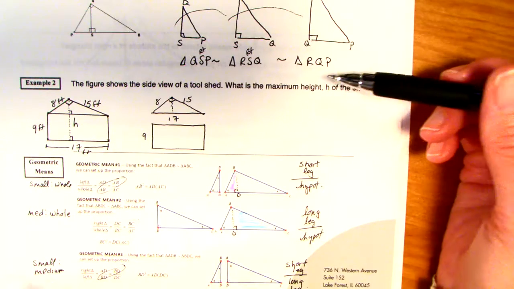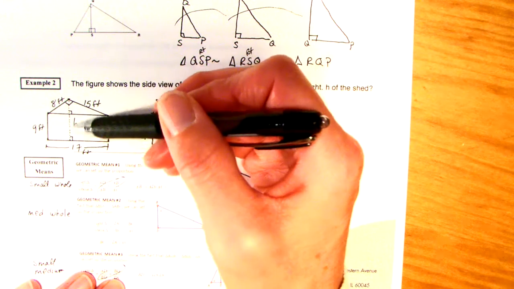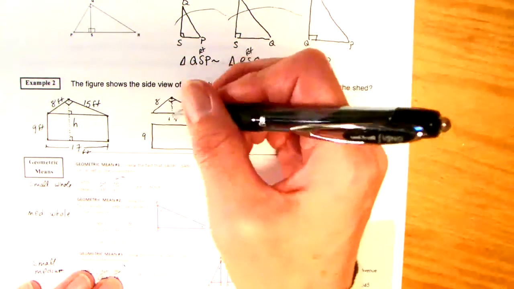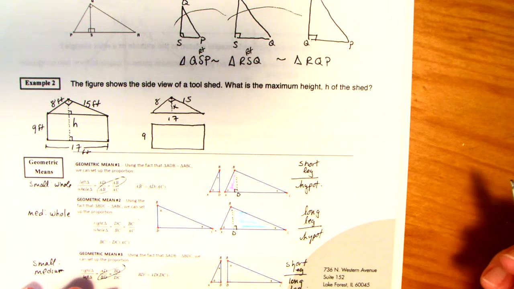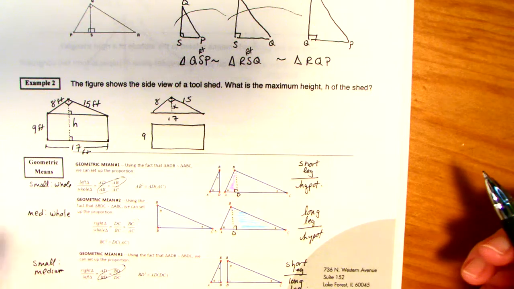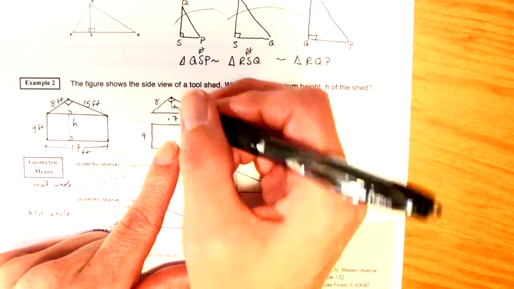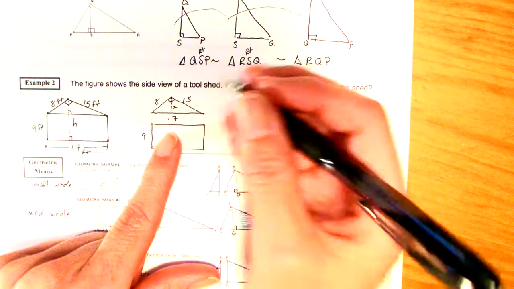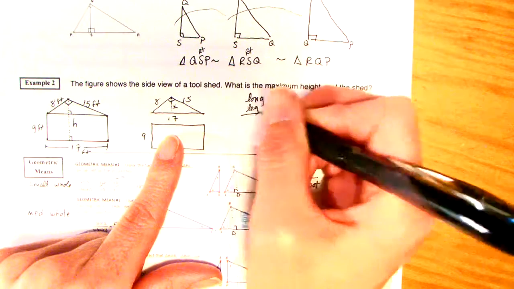All right, so now let's go back to example 2. We want to find out how tall is the maximum height of the shed, so from here all the way to here. That means I need to find this little part right here. If you see what I have, we're going to compare the medium triangle, which is this side, to the whole thing. So that's going to be long leg to the hypotenuse.